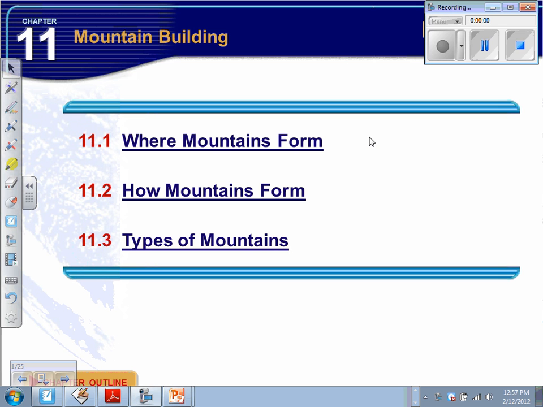Start the lecture notes for Chapter 11 on mountain building. Chapter 11 is divided into three sections. Section 1, where mountains form. Section 2, how mountains form. And Section 3, the different types of mountains.